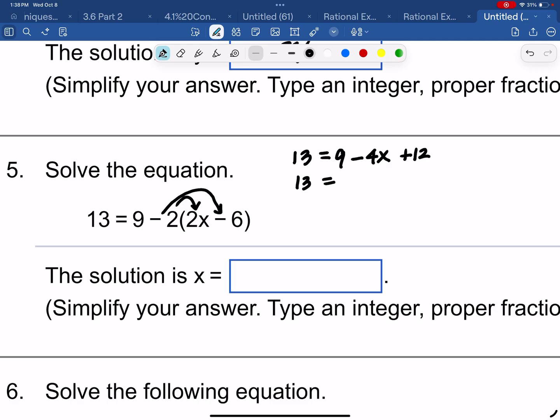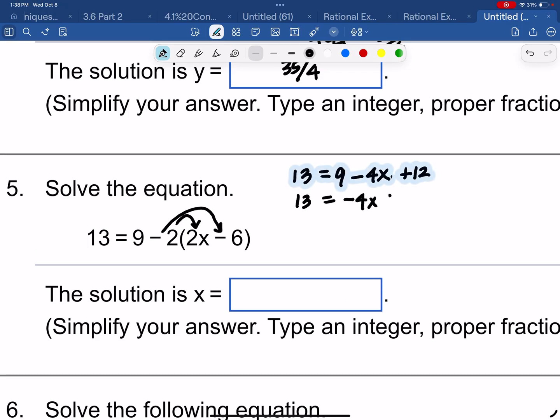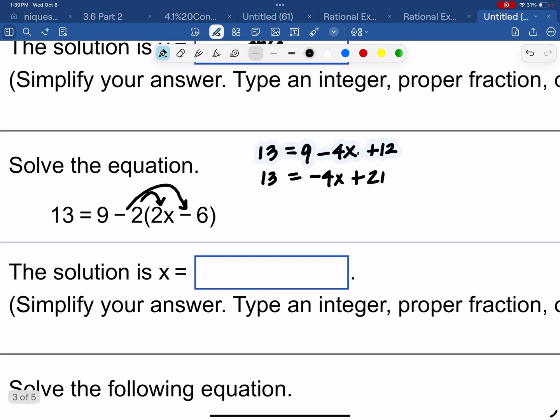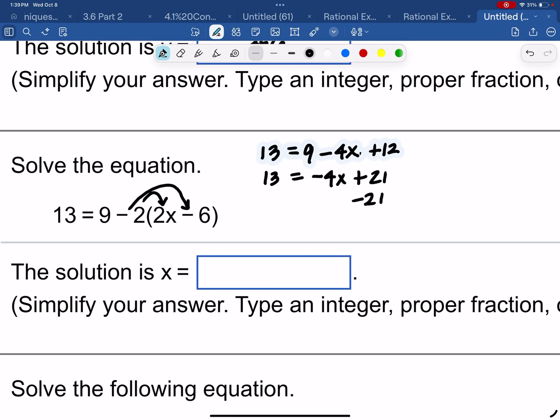Well, 13 is just 13. Here I have a negative 4x and a plus 21. Now I'm going to leave my variable on the right-hand side because there's only one variable in this equation. I'm going to go ahead and subtract 21 from both sides. I get negative 8 equals negative 4x.